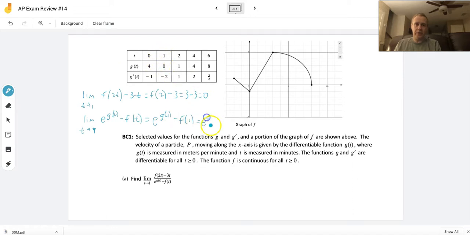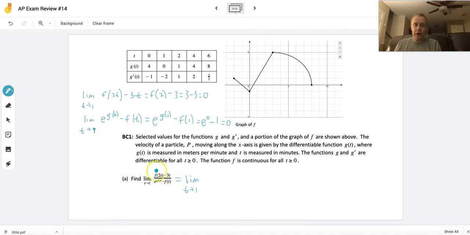So we have e to the 0. And f of 1 from our graph would have a value of 1. And e to the 0 minus 1, well, e to the 0 is 1, and so 1 minus 1 will give us 0. So we are indeed getting 0 over 0 here, which means L'Hopital's rule applies. And because I see this here, now we can start going about applying our L'Hopital's rule.